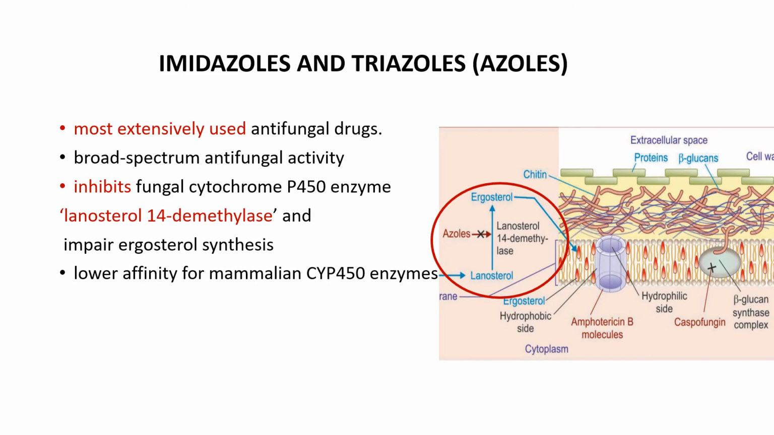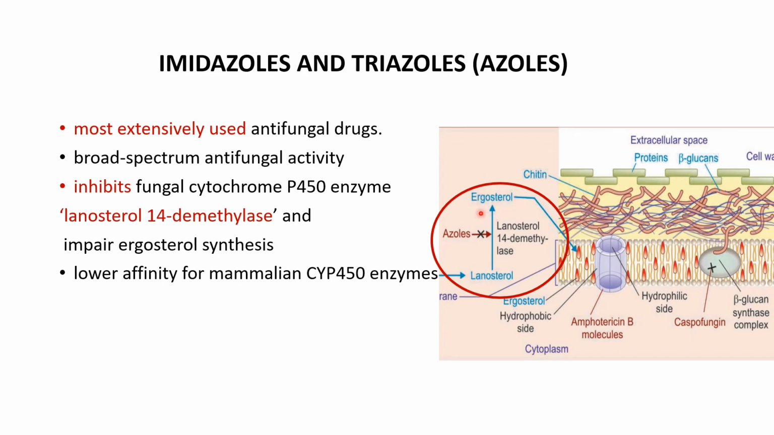Now we are going to see the most commonly used group of antifungal drugs, the azoles, which consist of imidazoles and triazoles. They are the most extensively used antifungal drugs and have very broad spectrum antifungal activity. That means they are used for dermatophytes, for mucosal candidiasis, and for systemic deep mycosis as well. The mechanism is that they inhibit the lanosterol 14 demethylase enzyme, which is involved in the conversion of lanosterol into ergosterol.